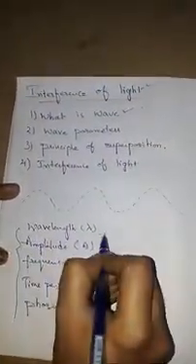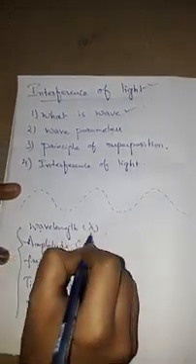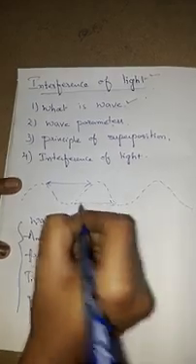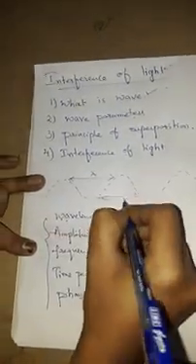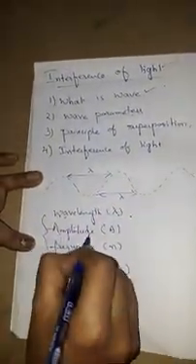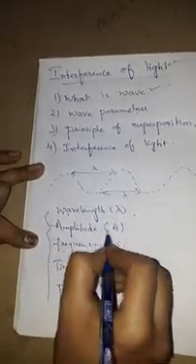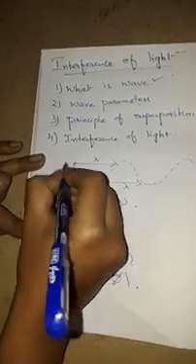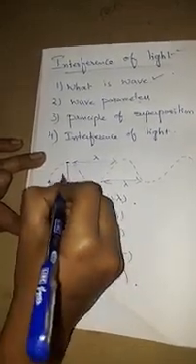So, first of all, what is wavelength? Wavelength is nothing but the distance between two crests or two troughs. Amplitude is the maximum displacement of the particle from its mean position to the extreme position. So, this is amplitude.